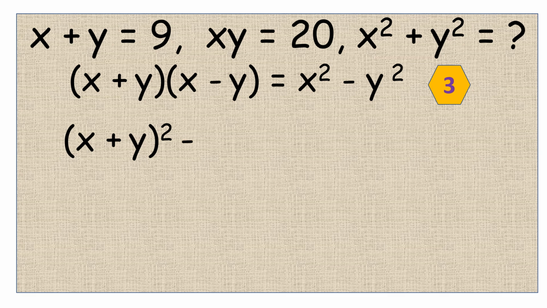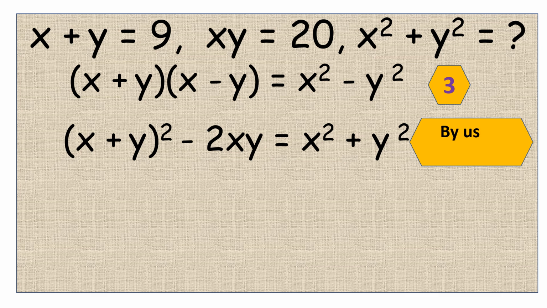Therefore, we will be using equation 1. Equation 1 being x plus y all squared minus 2xy is equals to x squared plus y squared. All we need to do now is to substitute. We have x plus y is equals to 9. Therefore, x plus y here, we will substitute and put 9. Here we have xy is equals to 20. Therefore, our xy here, we will substitute it as 20.